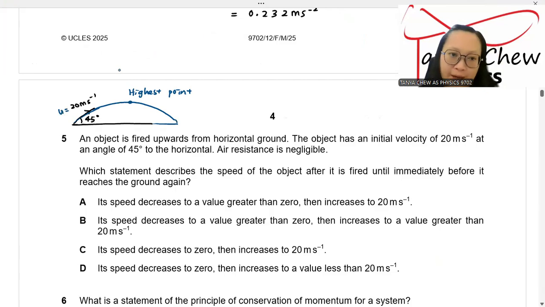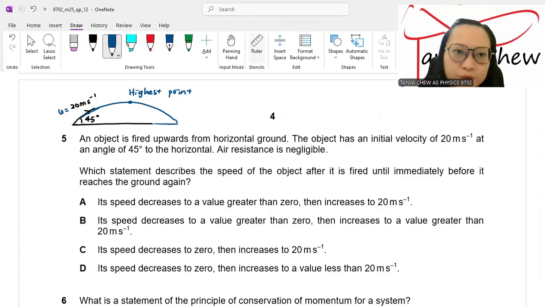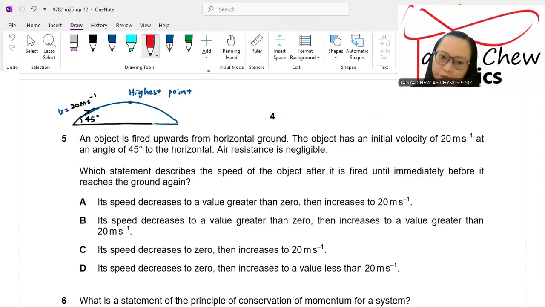Now, let us look at A. Its speed decreases to a value greater than 0, then increases to 20 meters per second. Sounds confusing to me, right? So let me explain some important points on projectile motion. First of all, bear this in mind. I'm going to use the red color. So this is an extra tip for you.